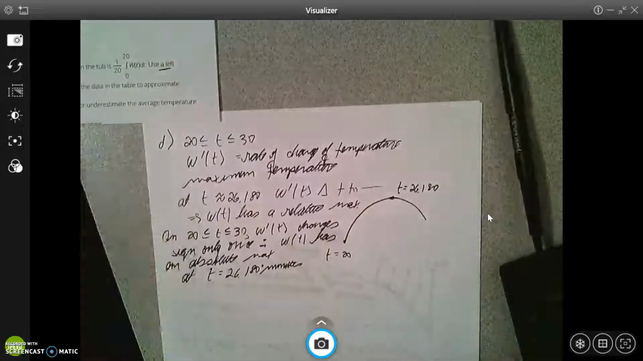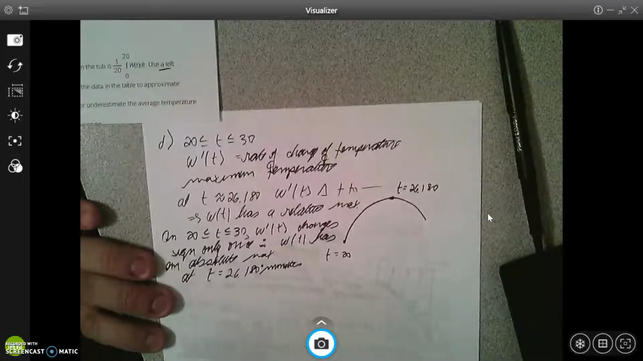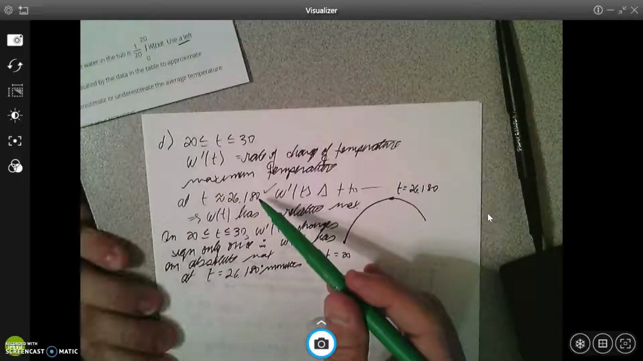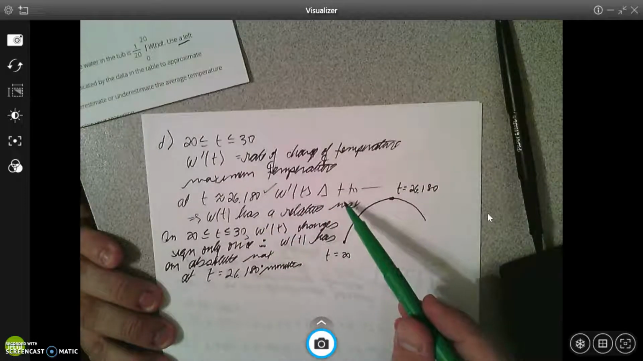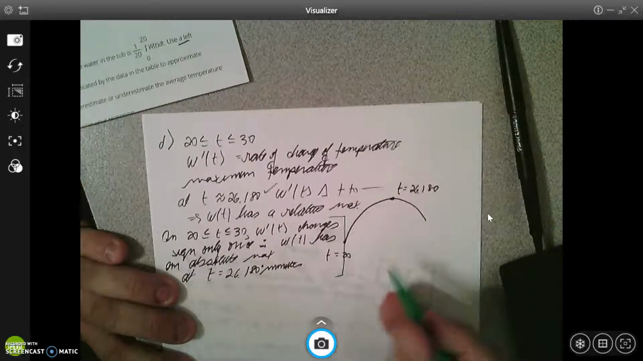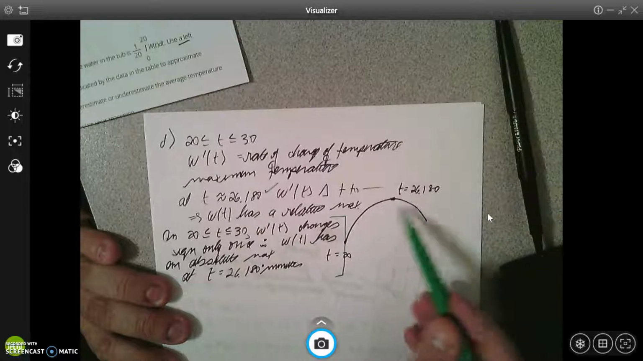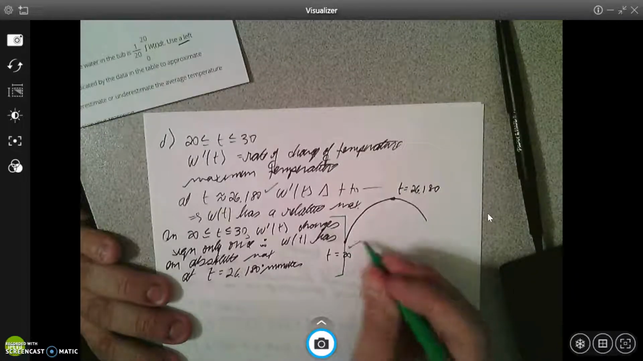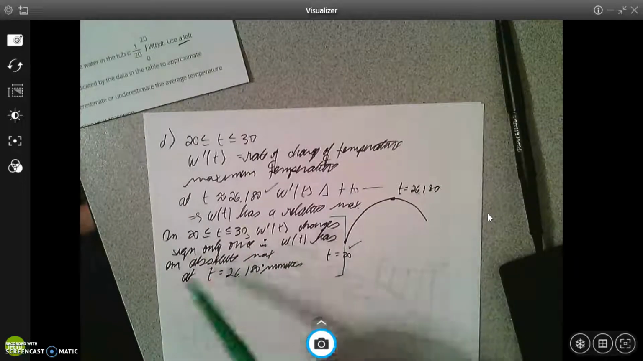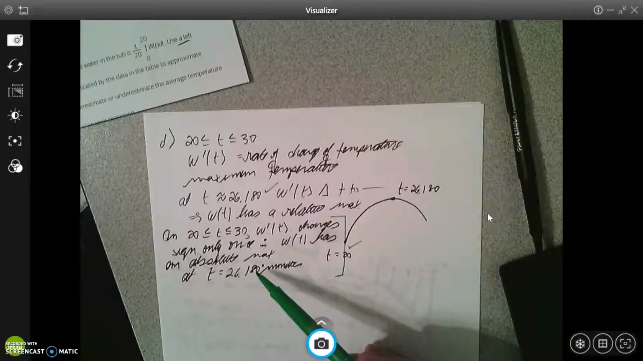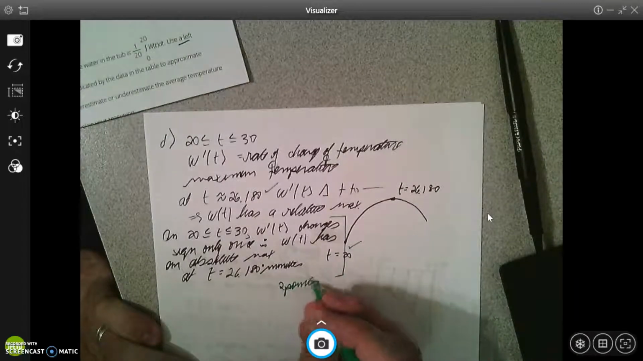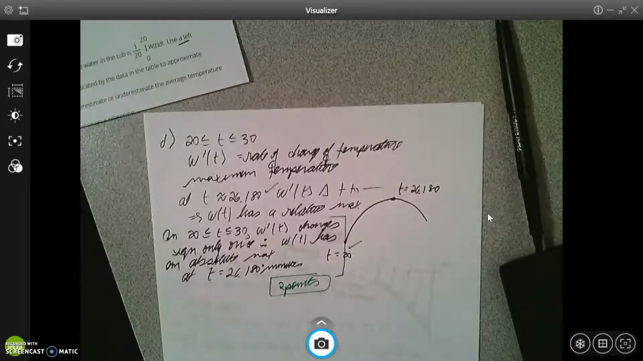Awkward. So in terms of awarding the point, the identification of 26.180 as important, because W prime of t changes from positive to negative, gets you 1 point. And then being able to justify, not using the sketch that I have over here, but writing it out in words, that on the time interval 20 to 30, W prime of t changes sign only once, therefore W of t has an absolute max. That gets you the second point. So this, my friends, is worth 2 points in part D.